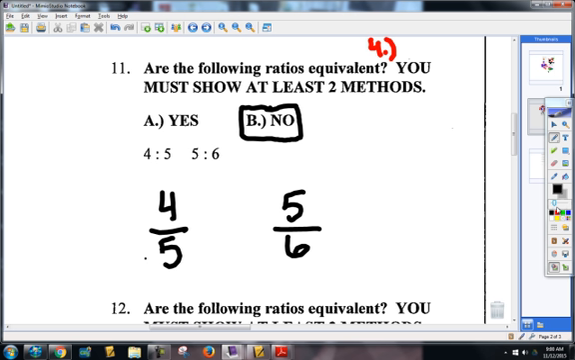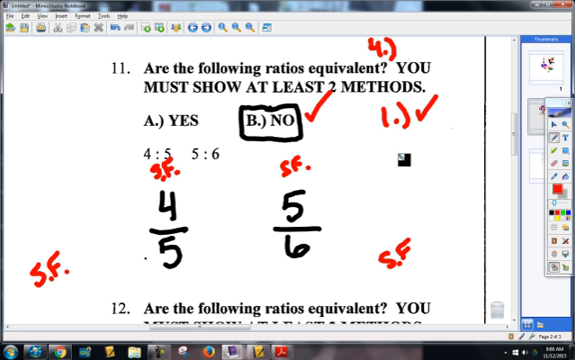Let's do our 3 methods anyway. When I simplify these 2, what do you notice? They're in simplest form. They already are in simplest form. SF, SF. Simplest form, simplest form. So I know right away that this has got to be a no. So there's step number 1. Check. Now we'll do 2. And by the way, you know you had to do 2 of these, right? Okay. Let's do cross products. So we're going to multiply diagonally. Okay. What is 5 times 5?